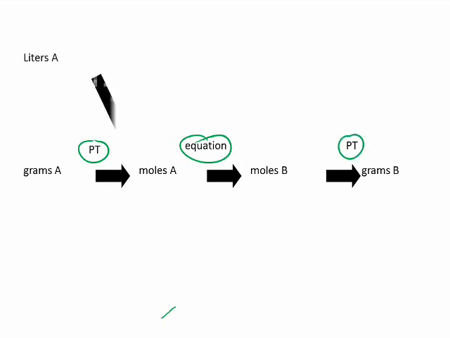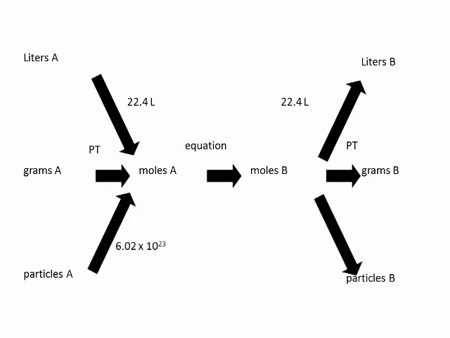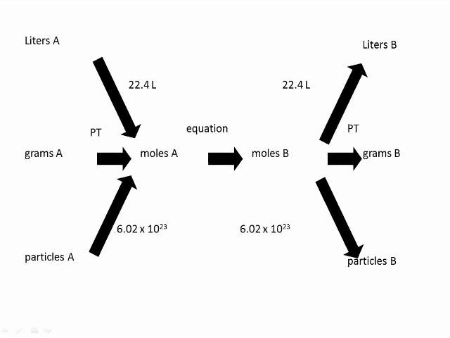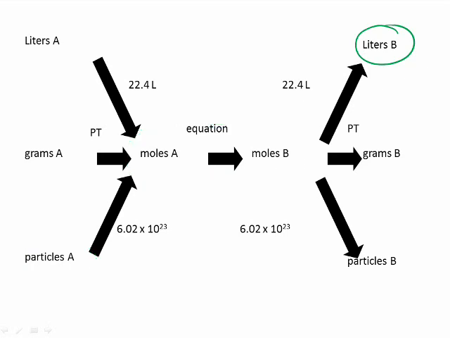Now, if we start with liters of A, we go to moles of A, and we can go to liters of B, or we can go to grams of B. Going from liters of A to moles of A is through 22.4, of course. Anytime you go to liters, you have to use 22.4 for moles to liters. For particles, we use 6.02 times 10 to the 23rd. You can go from anywhere to anywhere, from particles of A to liters of B. You just follow the arrow, you go through the moles, and you just use the conversion factors that you've known.